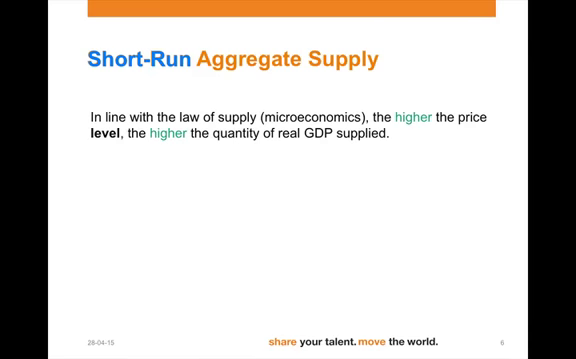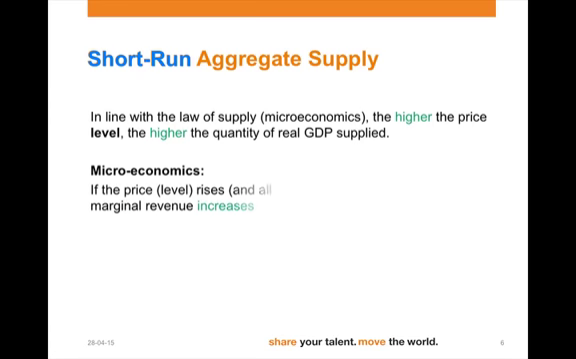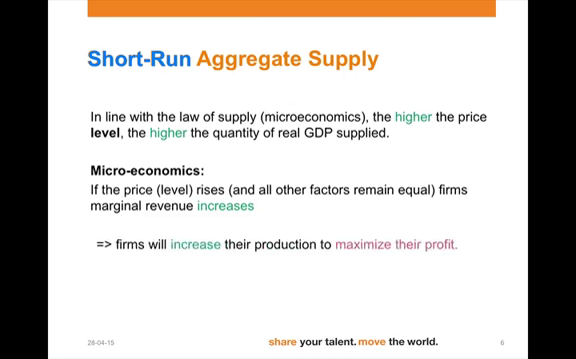In line with the law of supply that we've seen in microeconomics, the higher the price level, the higher the quantity of real GDP supplied. Remember, in microeconomics we discussed that if the price rises, firms' marginal revenue increases. That means firms will increase their production to maximize their profit.